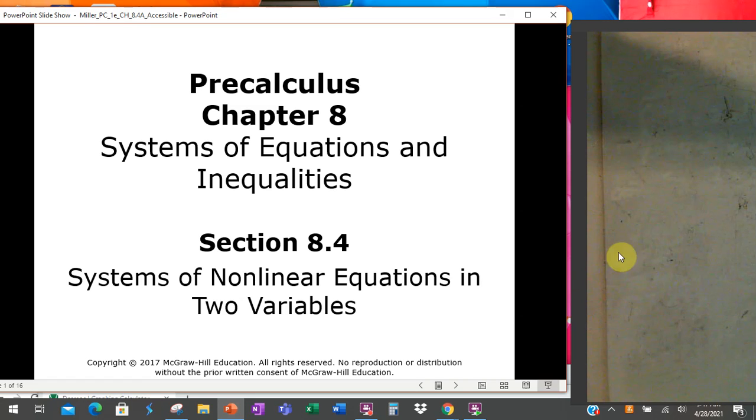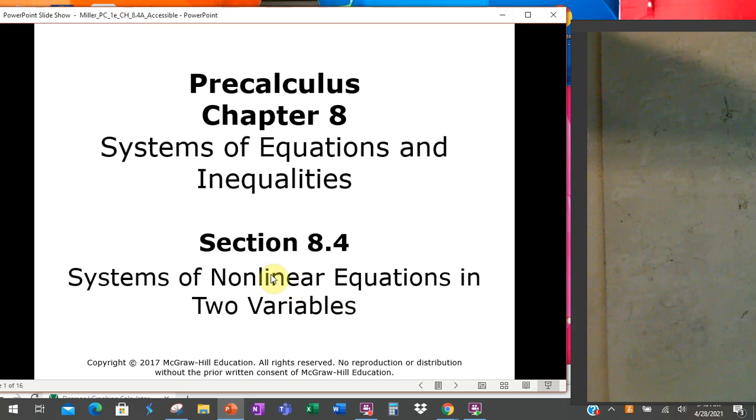All right, so let's get started. Section 8.4 is systems of nonlinear equations in two variables. Okay, so we talked about systems of linear equations, and linear was a straight line. Nonlinear means non-straight line equations. Now, one of these, as part of the system, could be linear, but one of these is nonlinear.